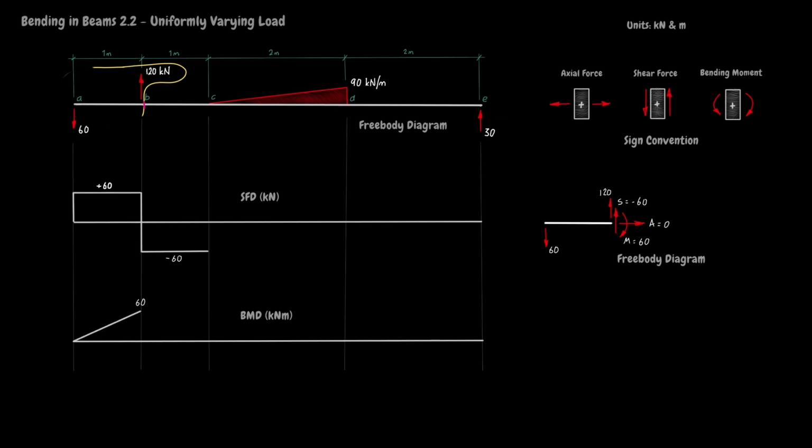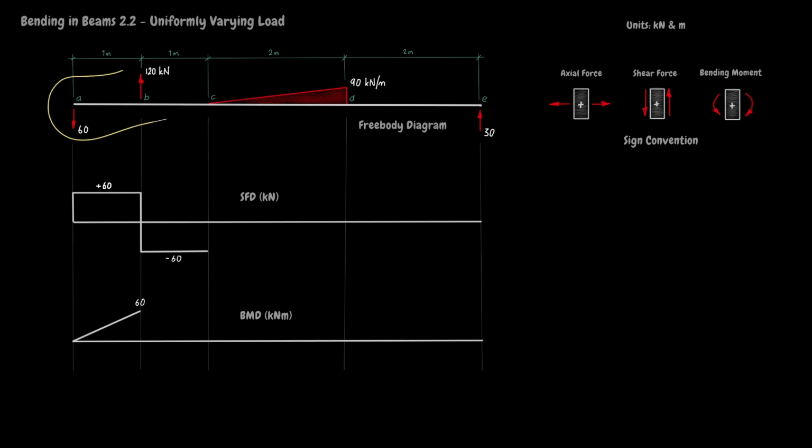Now comes a tricky bit, the UVL. To find out what's going on under the UVL will necessitate setting up algebraic expressions for shear force and bending moment between C and D. Draw a free body diagram bubble that cuts the UVL x meters from A, then draw the free body diagram for everything inside the bubble.